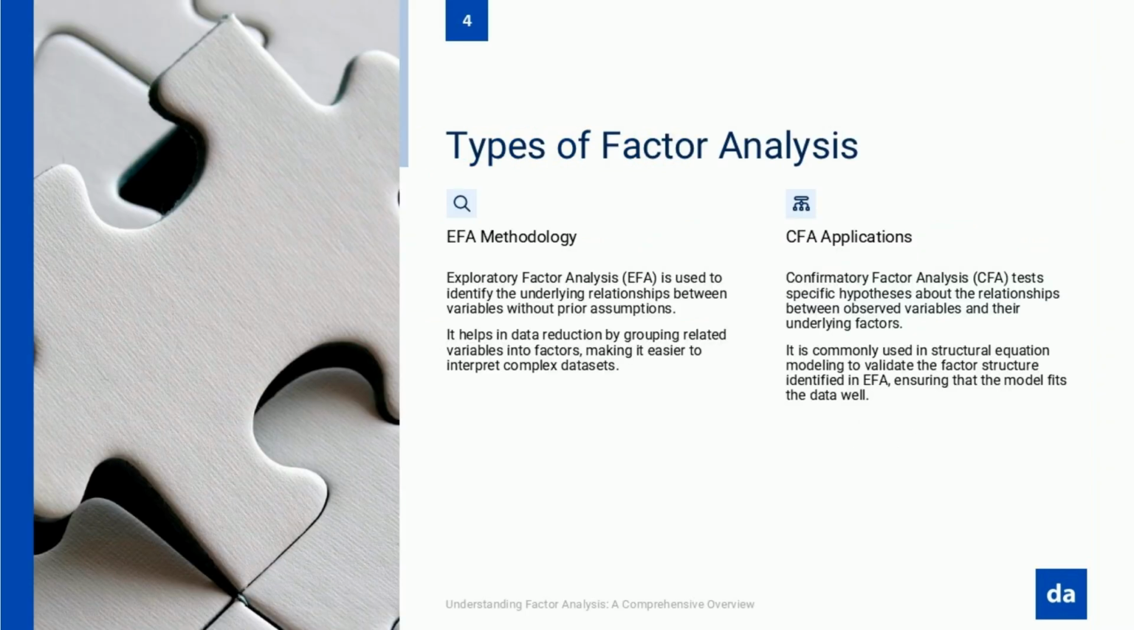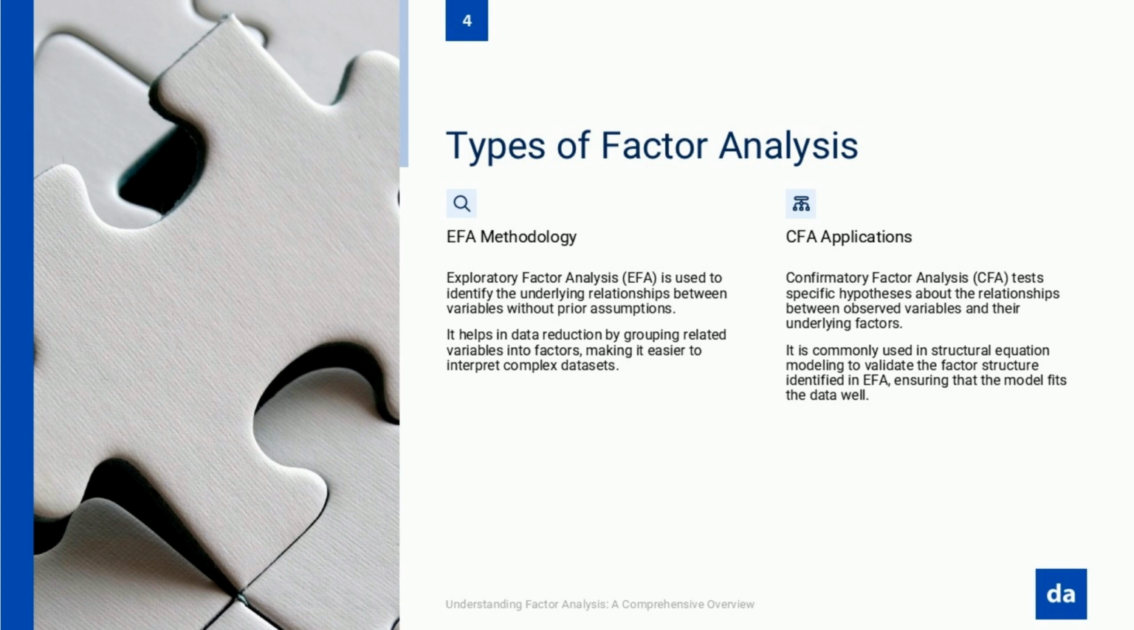Not all factor analysis is created equal. Depending on what you're trying to do, there are different flavors of this method, and picking the wrong one is like using a spoon to cut a steak. Technically possible, but why make life harder? The two main types you'll come across are exploratory factor analysis, EFA, and confirmatory factor analysis, CFA, and the difference between them is kind of like detective work.